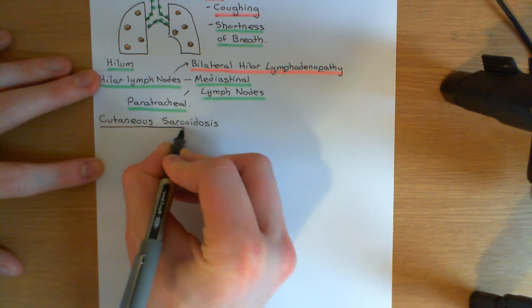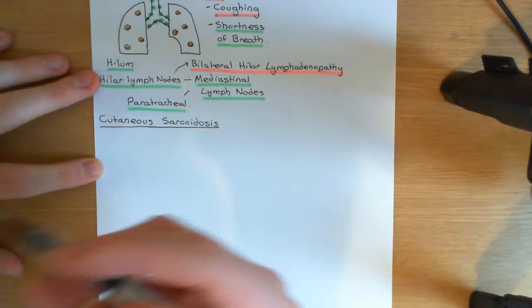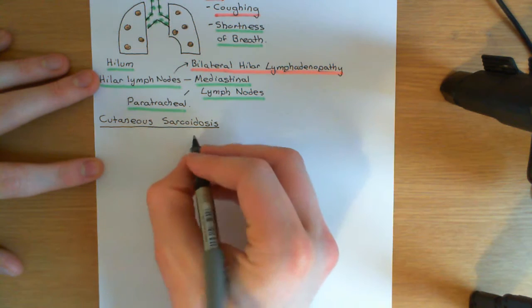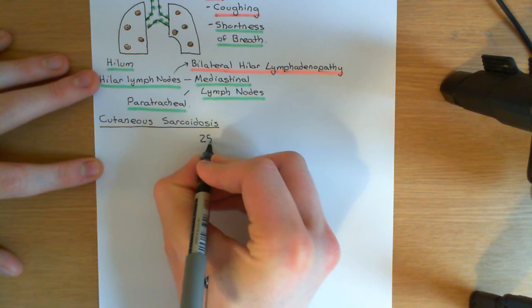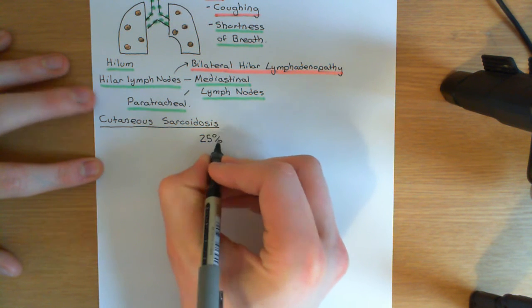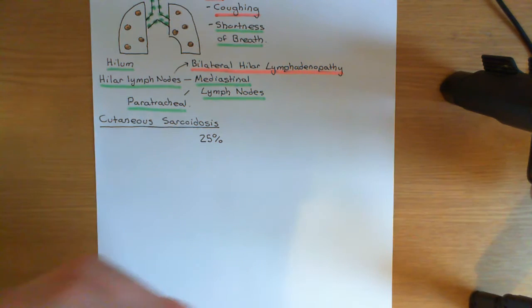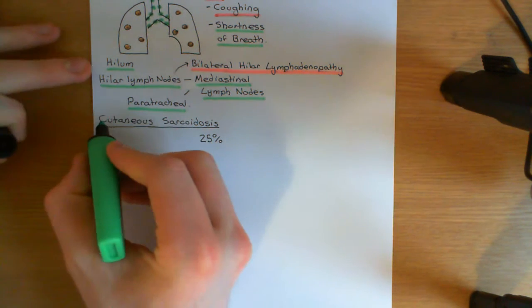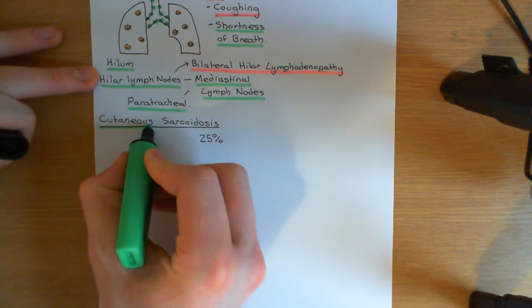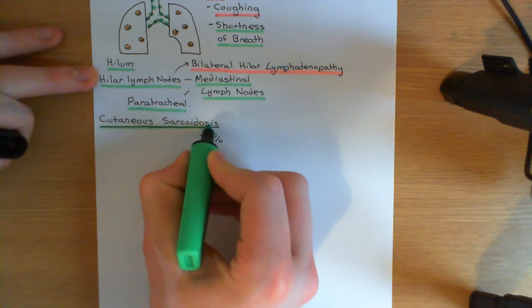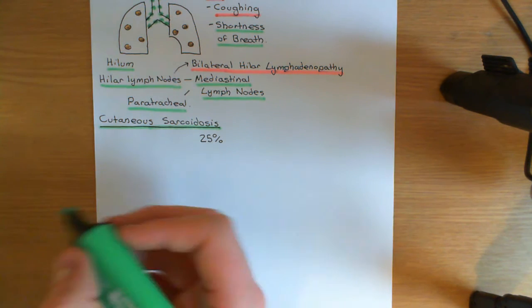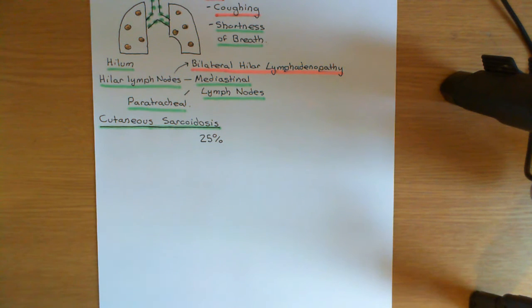Okay, so cutaneous sarcoidosis affects a smaller proportion of the people with sarcoidosis than pulmonary sarcoidosis. About 25% of people with sarcoidosis will have cutaneous sarcoidosis. They'll have granulomas forming in the skin. In rare cases of sarcoidosis, this might be the only place where the granulomas form. They might not have any pulmonary involvement at all. So in rare cases, you can just get cutaneous sarcoidosis with no lung involvement.